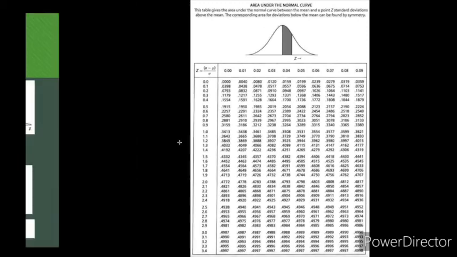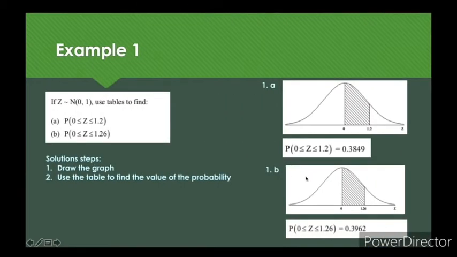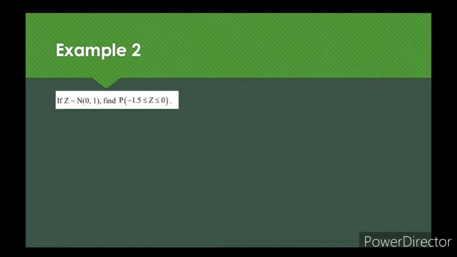The second one is finding the probability of z from 0 to 1.26. The probability is 0.3962. How do we read the table? It is a little bit different from the previous example. The previous example was only 1.2, while the second example is 1.26. So how do we get the number from the table? I will show you.